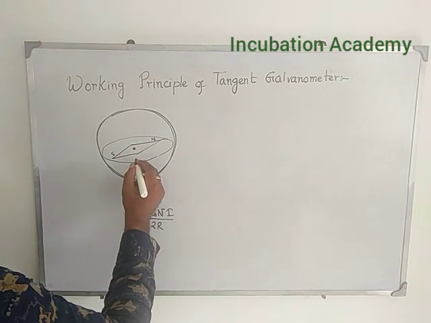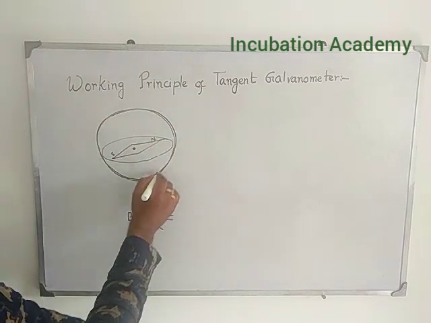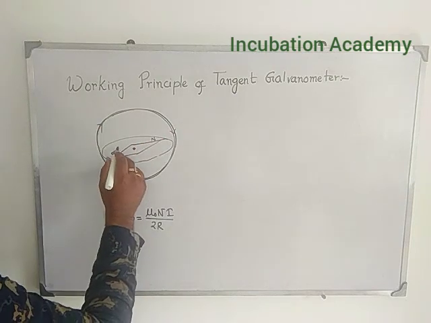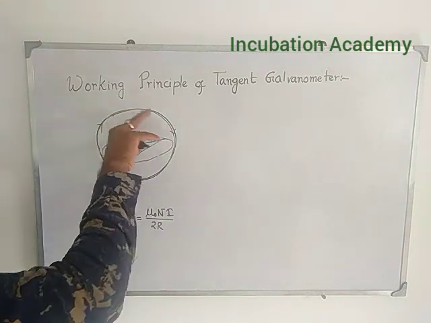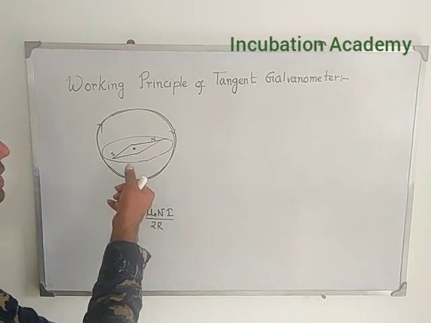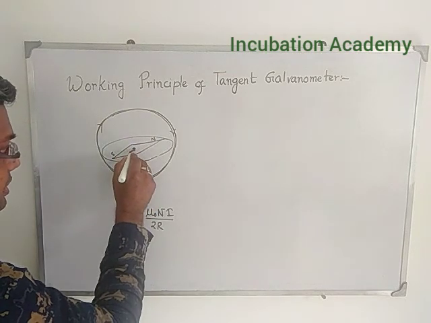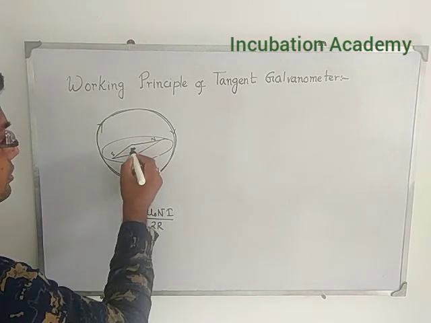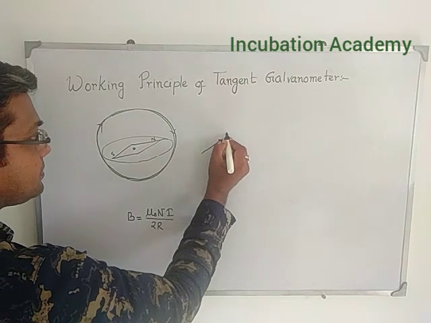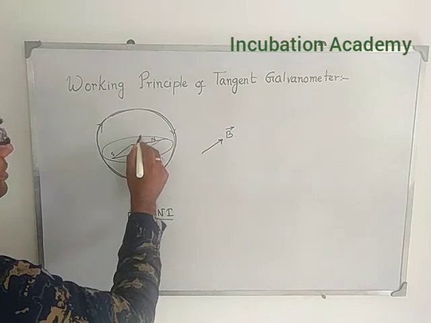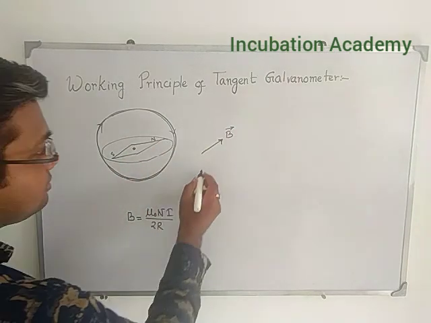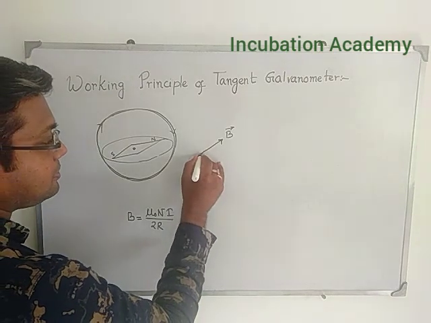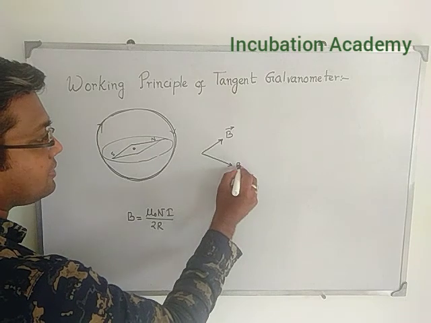So if I say this is the direction of rotation of the current through this coil, then by applying the right hand thumb rule, at the center of this magnetic needle the magnetic field mu naught N i by 2r will be along this direction. Now the magnetic needle is aligned in the direction of our horizontal magnetic field.